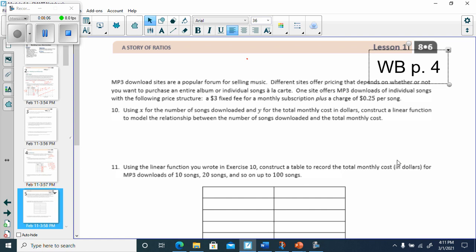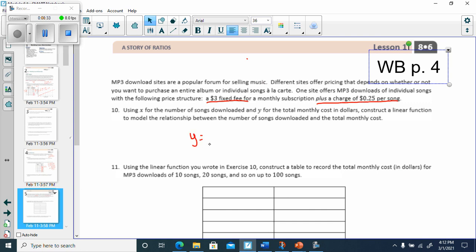Let's go to page 4. It says MP3 download sites were popular for selling music. Different sites offer pricing that depends on whether or not you want to purchase an entire album or individual songs a la carte. One site offers MP3 downloads of individual songs with the following price structure. A $3 fixed fee for a monthly subscription plus a charge of 25 cents per song.